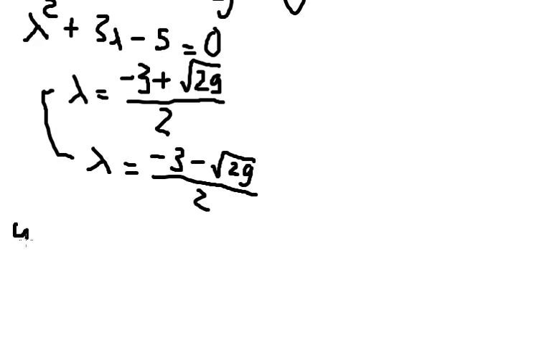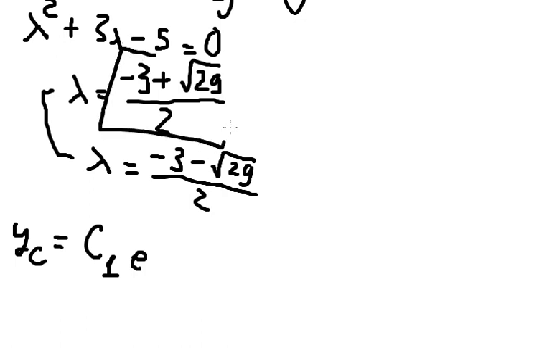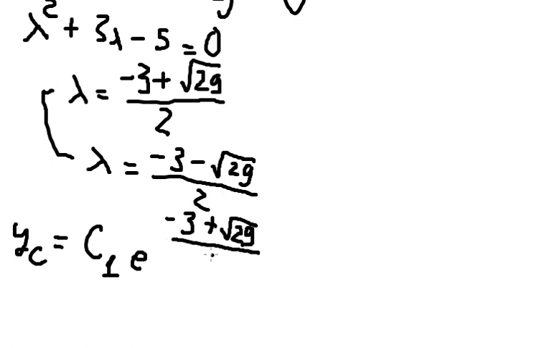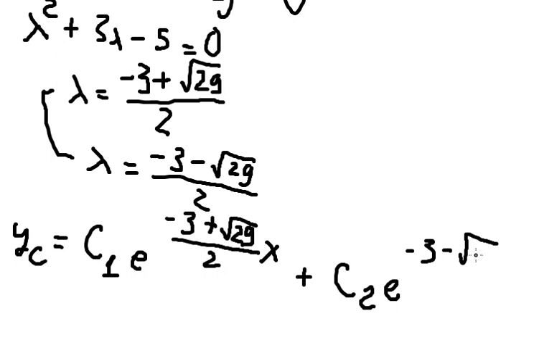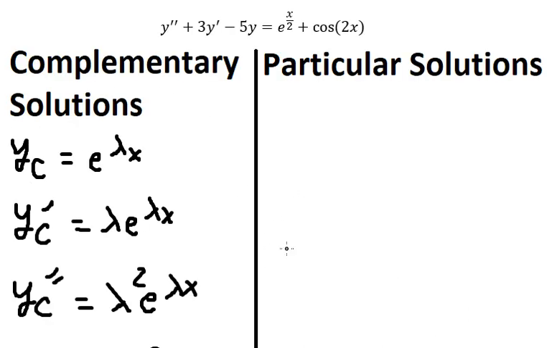And now we have yc, that is c1, the constant 1, e to the power of lambda s. We need to change lambda into this one, so we have it like this. And we have c2 e to the power of negative 3 minus the square root of 29 over 2 s. Now let's go to particular solutions.